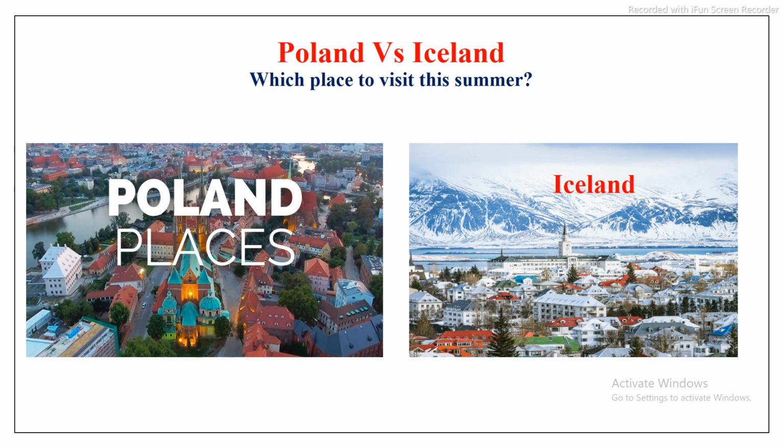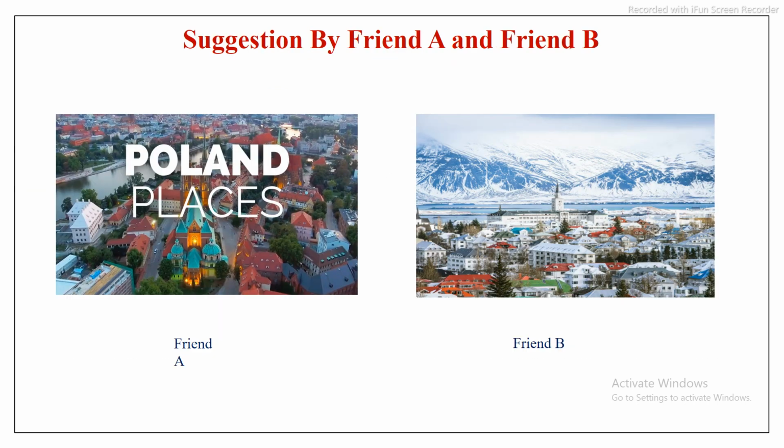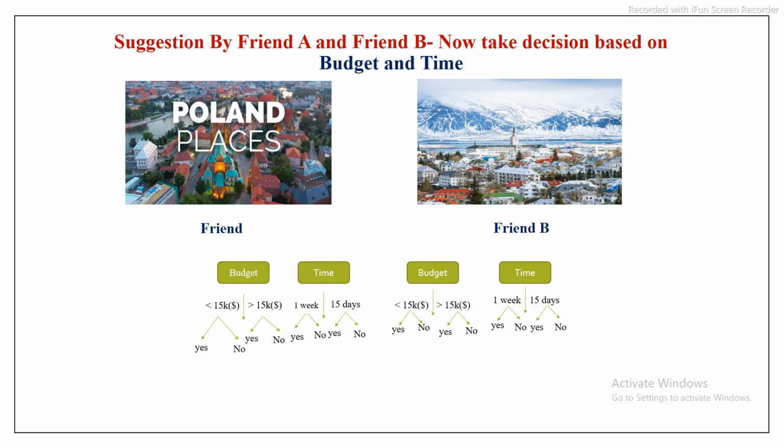So obviously you will have certain criteria. In a decision tree, whenever you are making decisions, you will have certain criteria and certain nodes. Based on those nodes, we are trying to split the tree. So here we will decide what will be the parameters of splitting the tree. Just see, some friends are saying Poland, and some friends are saying Iceland. But how are you going to decide, right?